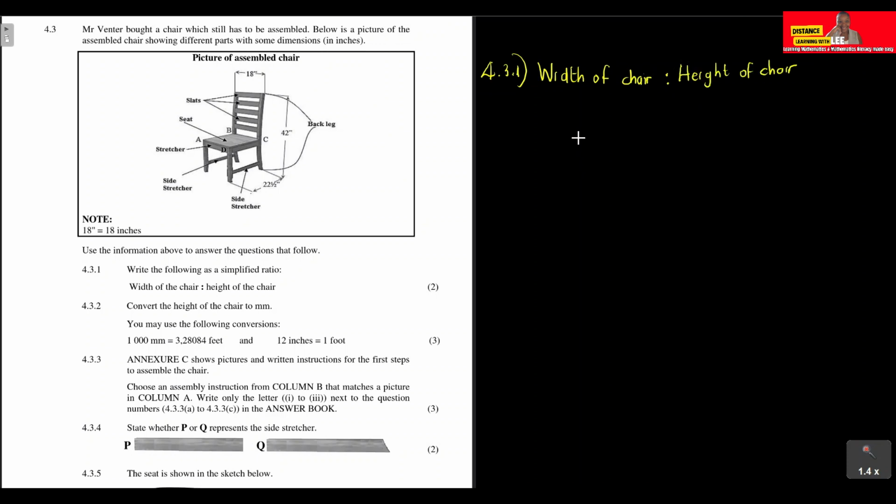So what is the width of the chair? We're given that the width of the chair is 18 inches. Remember, guys, the length is your longest dimension and the width is the shorter dimension. That is why we are saying that the width is 18 inches. So it's going to be 18 inches to the height of the chair, which is 42 inches.